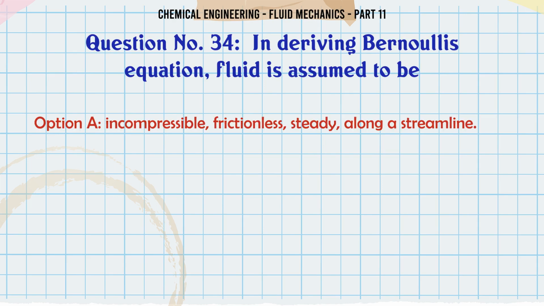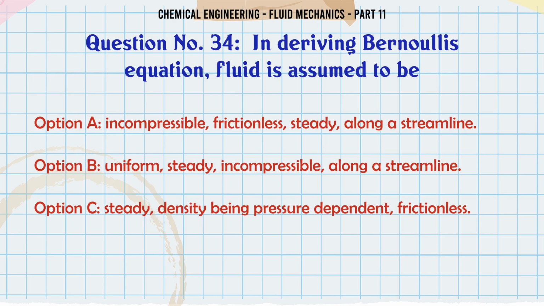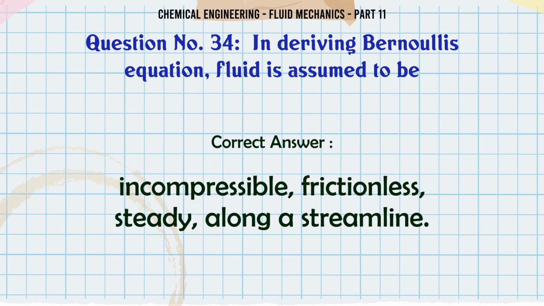In deriving Bernoulli's equation, fluid is assumed to be A. incompressible, frictionless, steady along a streamline, B. uniform, steady, incompressible along a streamline, C. steady, density being pressure dependent, frictionless, D. none of these. The correct answer is incompressible, frictionless, steady along a streamline.